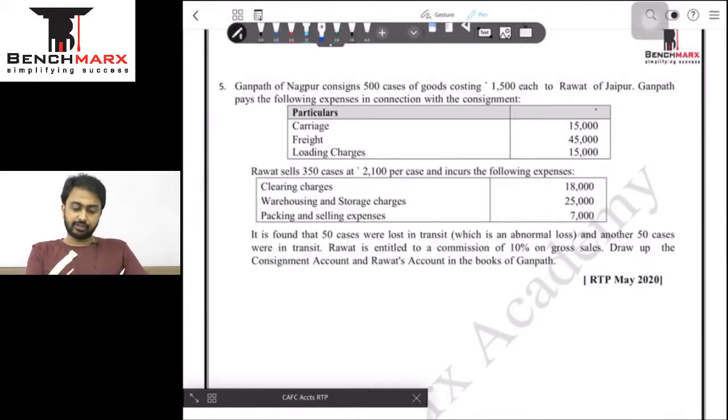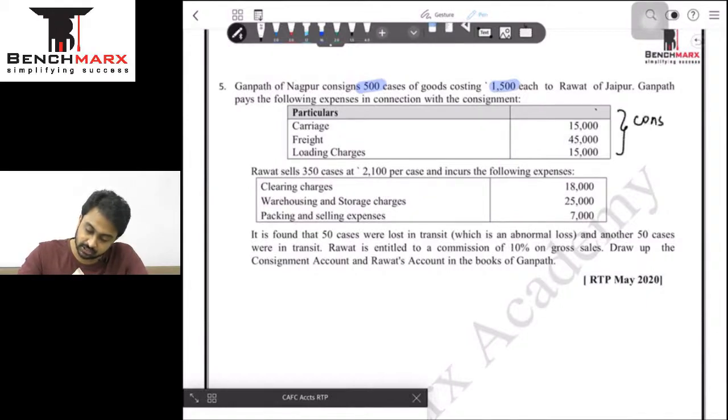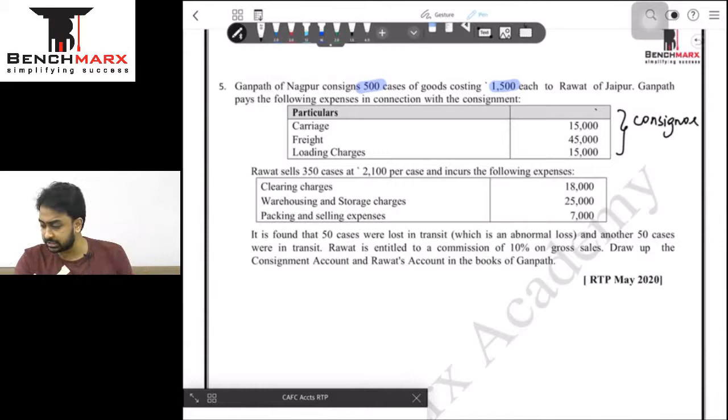Ganpat of Nagpur consigns 500 cases. ये अपना consignment का lot लग रहा है. कॉस्टिंग रुपीज 1500 टू रावत ऑफ जयपुर, ठीक है. गणपत पेज द फॉलोइंग एक्सपेंसेस इन कनेक्शन विद द कंसाइनमेंट. So all these expenses are consignor expenses, appears to be consignment account debit to cash bank. So carriage, freight, loading charges, all these are consignor के expenses, ठीक है.